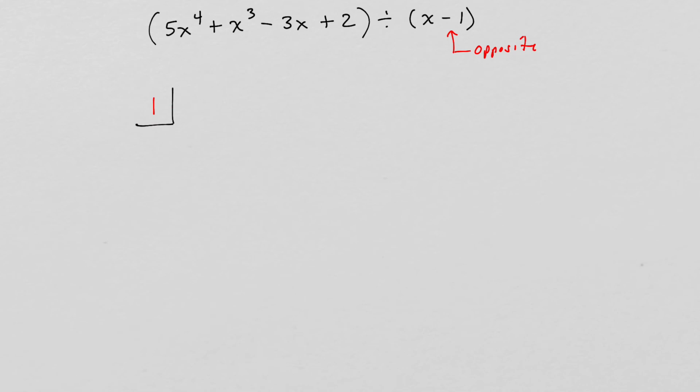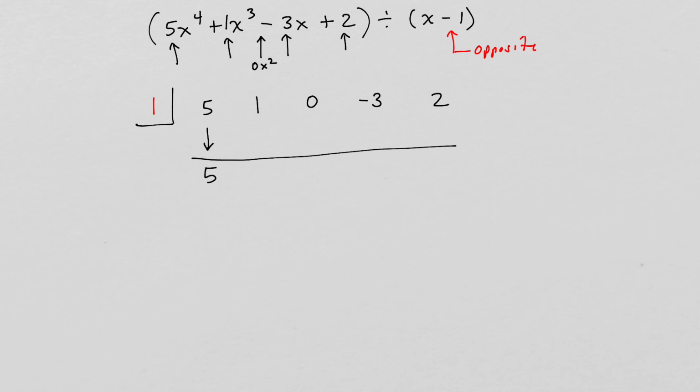Then we are going to take all the coefficients that we have here. So this is a 1. And keep in mind that we have a 0x squared there. And we're going to write down those coefficients in order. So 5x to the 4th, 1x to the 3rd, 0x to the 2, -3x to the 1, and +2. And then that 5 we always bring down below the line. Okay, so that's the setup.